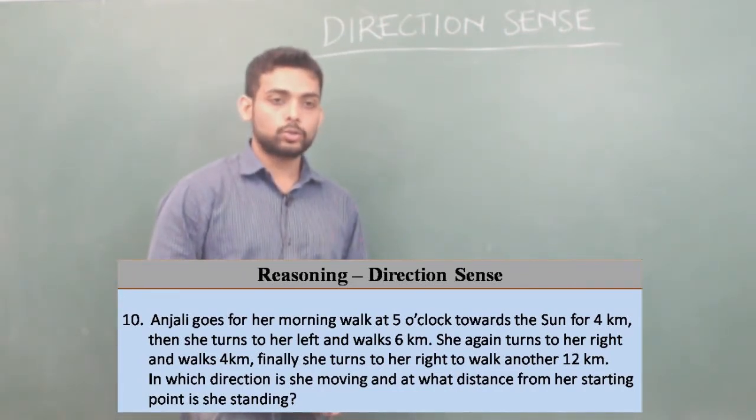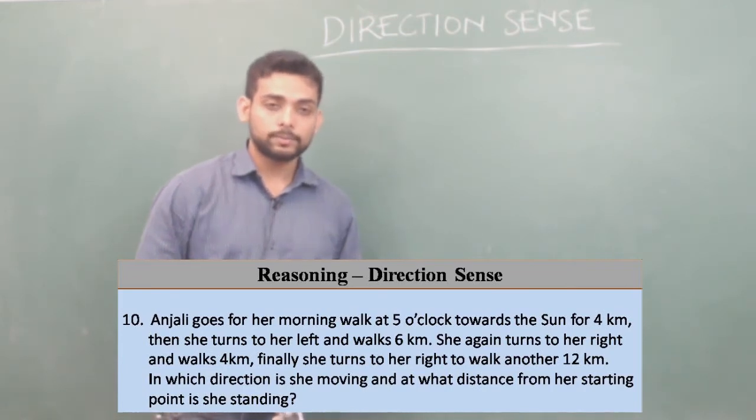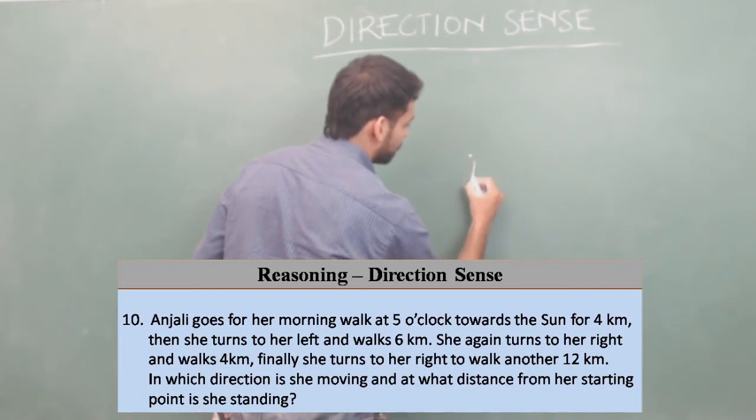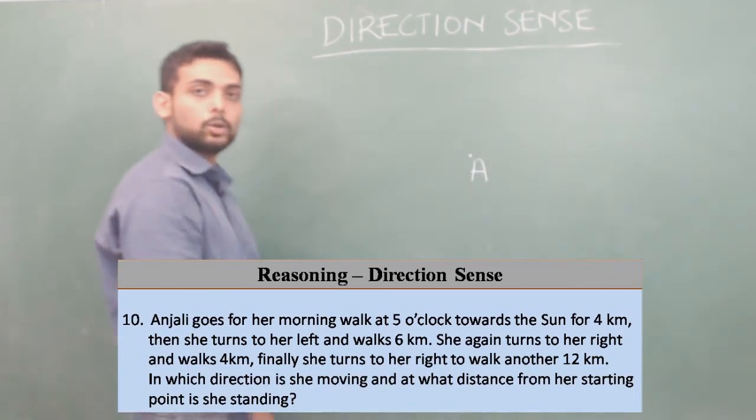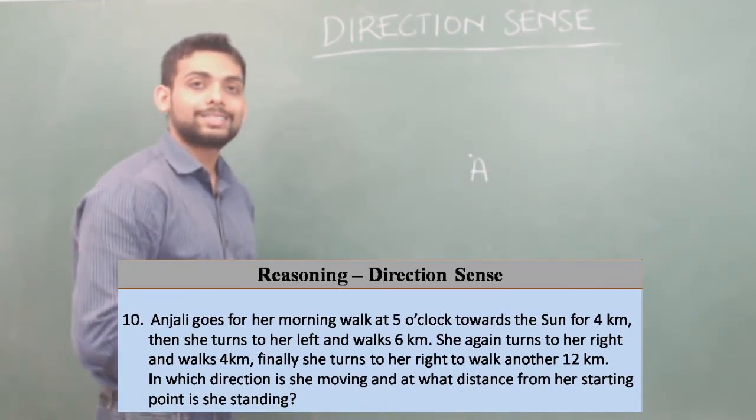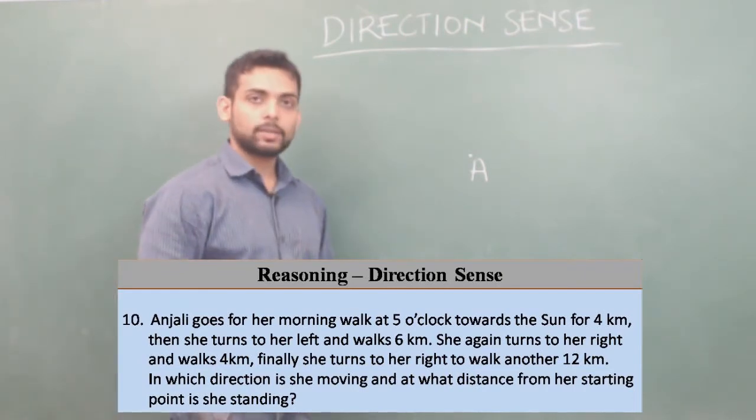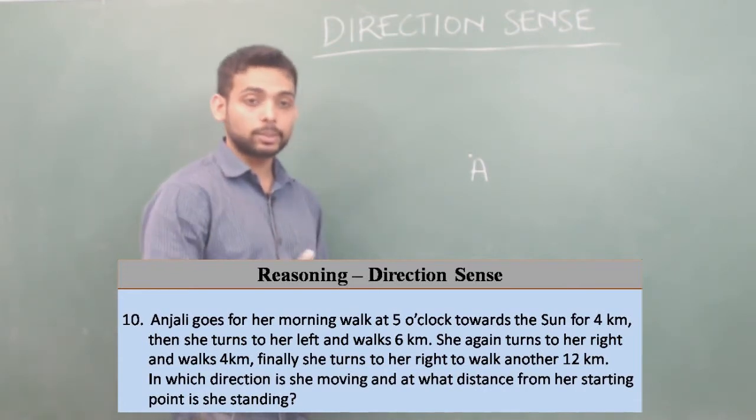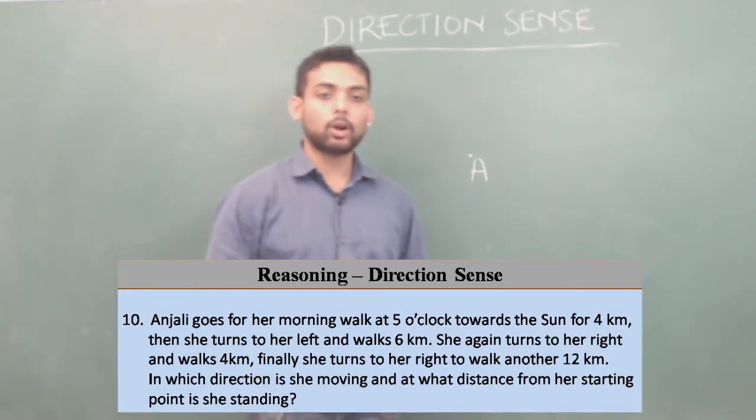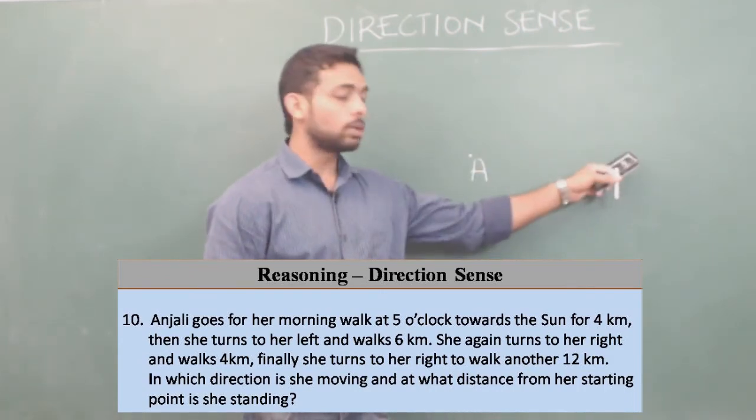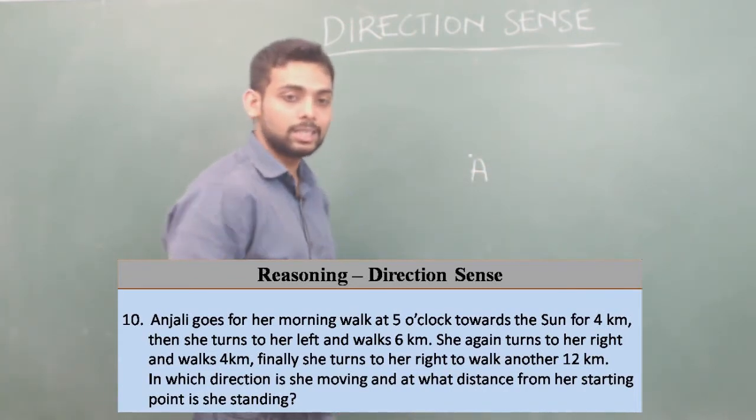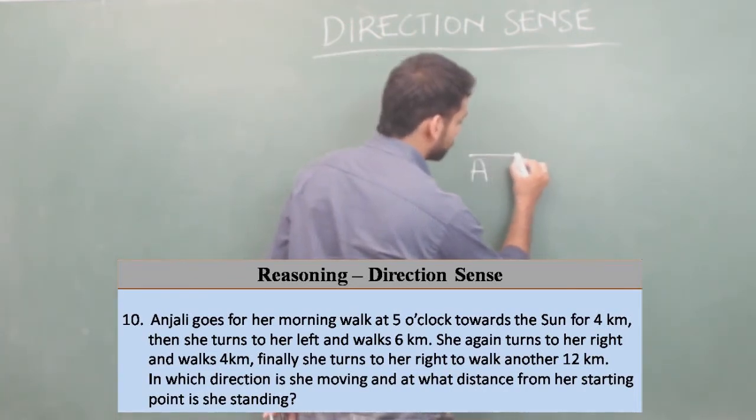Okay, Anjali goes for her morning walk at 5 o'clock towards the sun. Okay, so this is the person, Anjali, she goes for a morning walk. She walks towards the sun. In which direction is the sun? It depends on the time. That's why the time is given to you. Okay, 5 o'clock towards the sun, goes for a morning walk. Morning means the sun will be towards the east. Okay, so she starts walking at 5 o'clock towards the east for 4 kilometers.